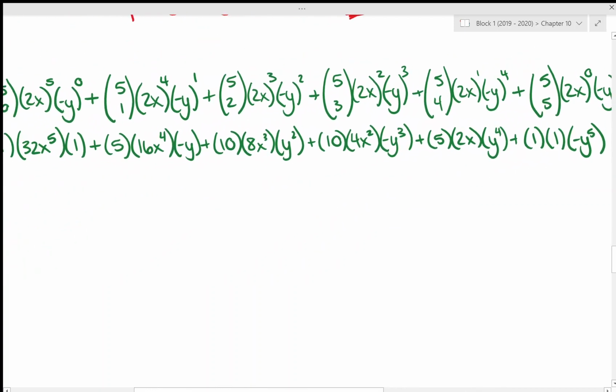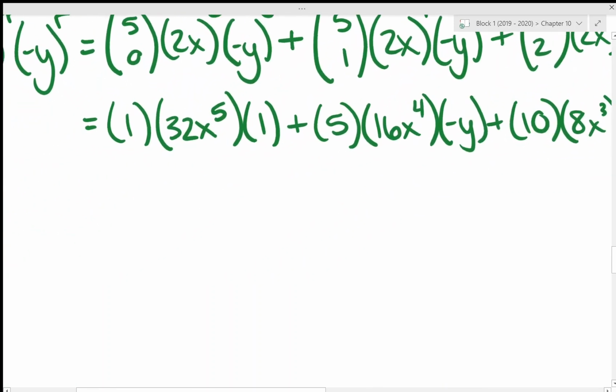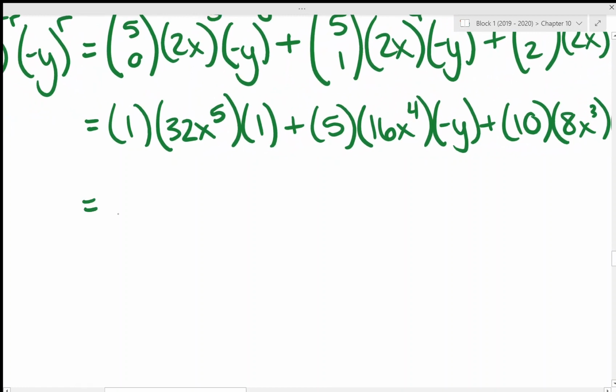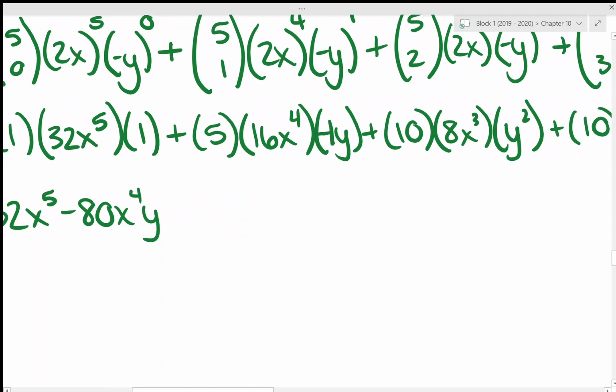So now I just got to multiply all these so that I have each term. So my first term is going to be 32x to the 5th. Now, it's 5 times 16 times technically negative 1, right? So it's 5 times 16 is 80 times negative 1 is negative 80 x to the 4th y. Keep it in alphabetical order. That's usually just what you'll see more. Now, next we have 10 times 8, which is 80. And there was no negative, so we don't have to worry about that. X to the 3rd, y squared.